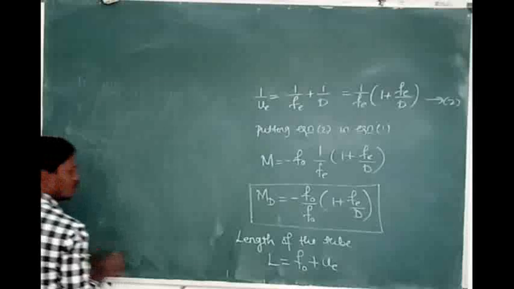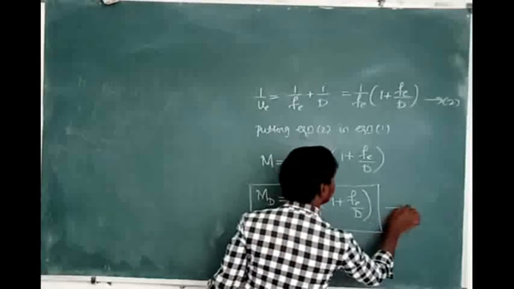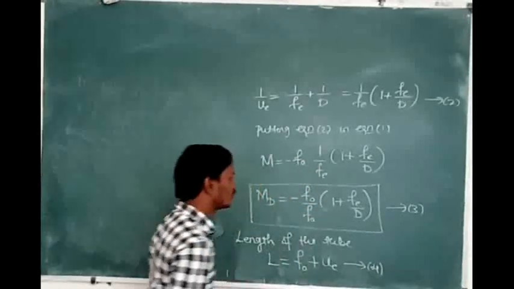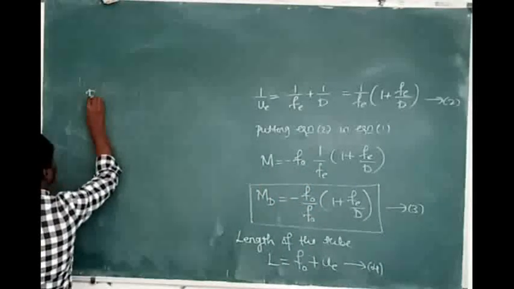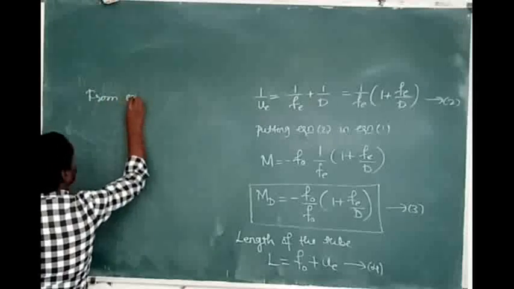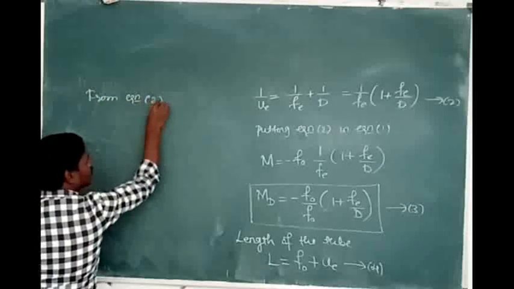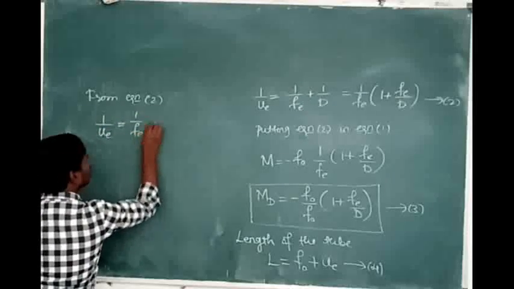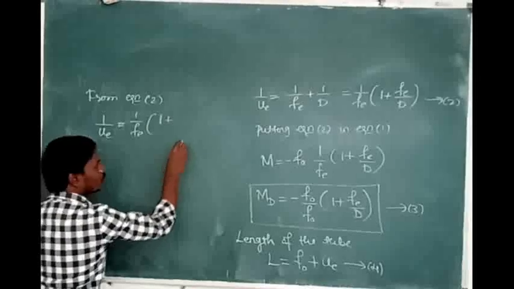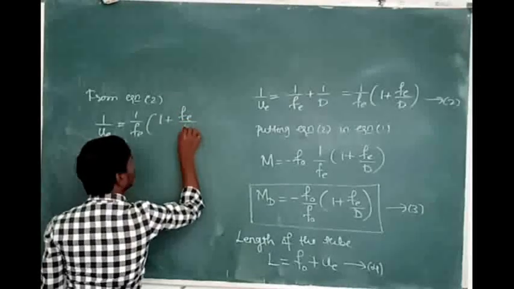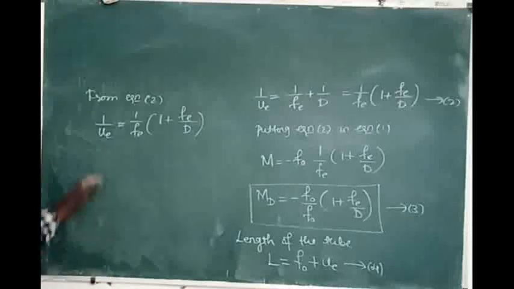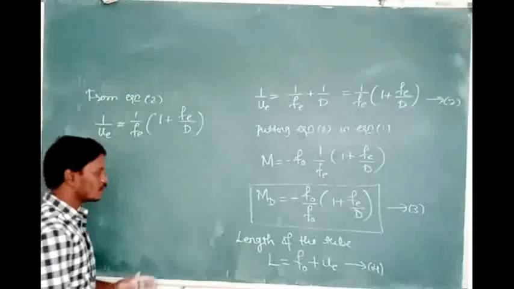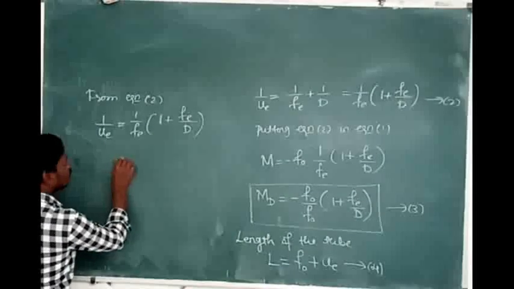From equation 2, I will take it as equation 3 and equation 4. Then from equation 2, we are going to write. What is equation 2 here? That is 1 by UV is equal to 1 by FE into 1 plus FE by D. That is equation 2. So now we require UV but not 1 by UV. So we are going to find UV now.